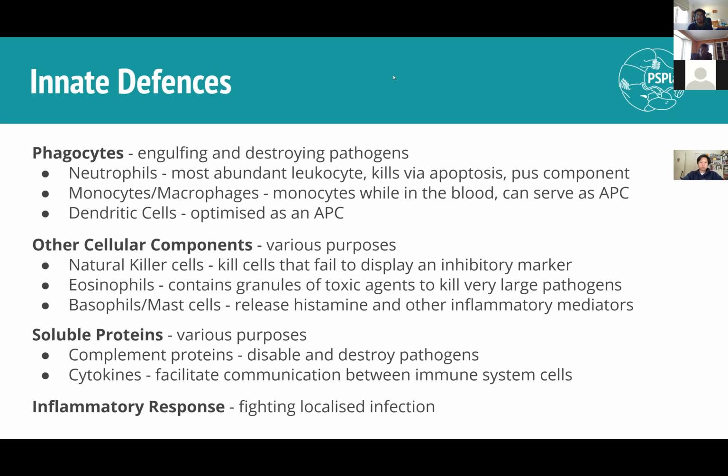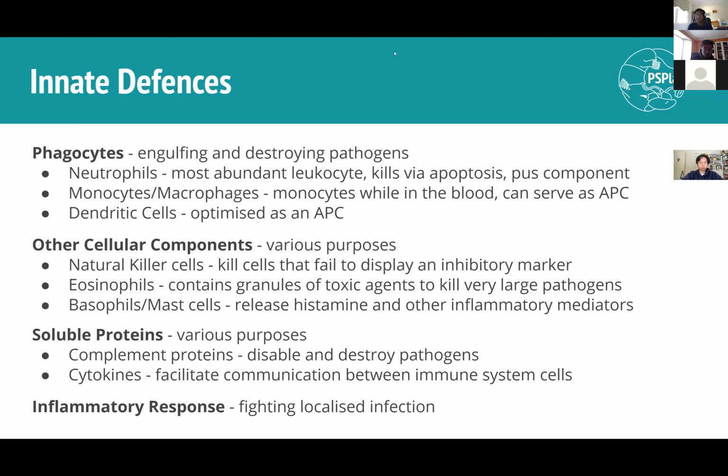All right, we have monocytes/macrophages. The reason they're grouped together is because monocytes is just the name for them while they're in the blood. And once they leave the blood, we call them macrophages. These guys are a little bit bigger than neutrophils, as the name might suggest. And they also are phagocytes. They don't kill via apoptosis. They kill by a different method, which we'll talk about.